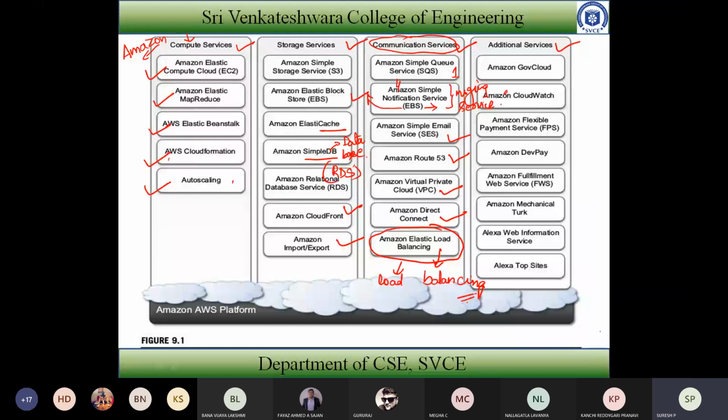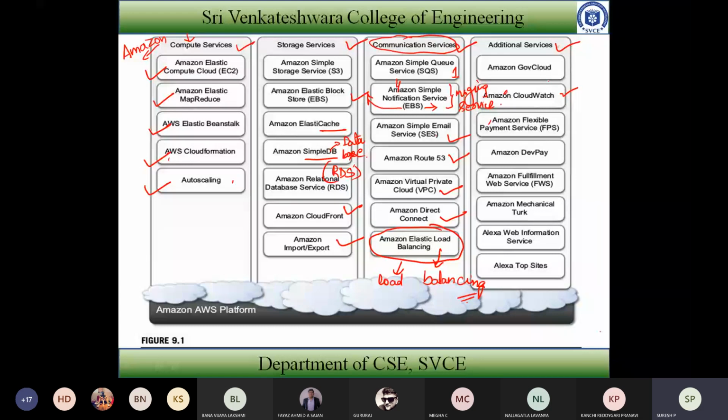Then, Amazon also has additional services. When you talk about the additional services, there is Amazon GovCloud, the government cloud. There is Amazon CloudWatch, which watches the cloud. It tells you what is happening inside the cloud, what type of information has to be sent and what has to be received. Those things will be taken care of by that service.